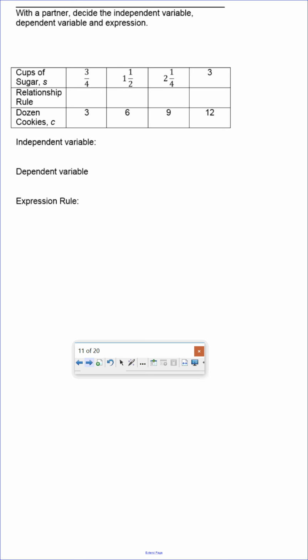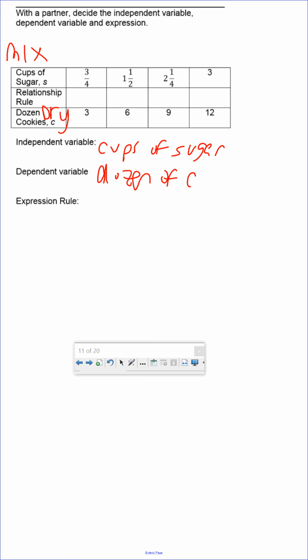With a partner, decide which one is the independent and the dependent. So this is the x-axis. When we graph this, this would be the y-axis. So this manipulates, while this depends and responds to the manipulation. So the independent would be cups of sugar. And the dependent would be dozens of cookies. So the dozens of cookies depends on how much sugar you have.